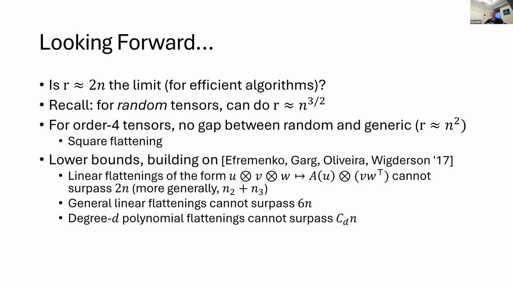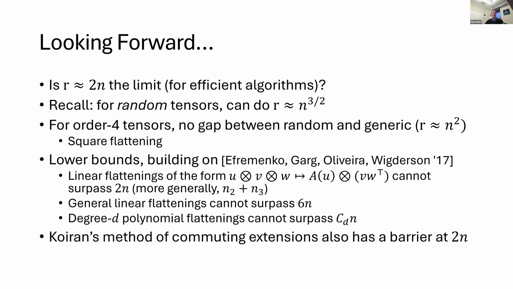We also consider an even more general class of plausible approaches where you use degree D homogeneous polynomials. But even then you get stuck at some constant times n, where the constant depends on D. So this seems to suggest that perhaps you cannot actually get to R equals n to the 3 halves, or at least you'd have to use a very different approach to get there. But we still don't know for sure whether 2n is the limit or perhaps a different constant times n. That remains a mystery at this point.